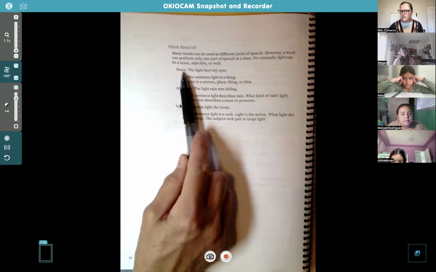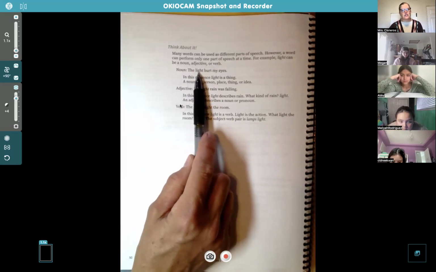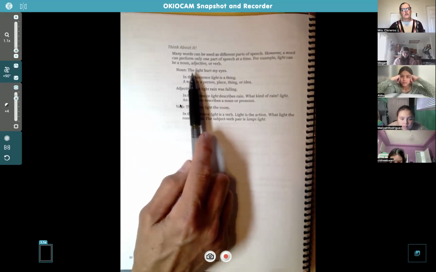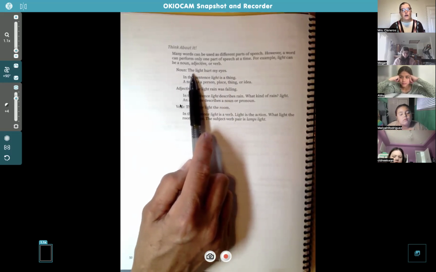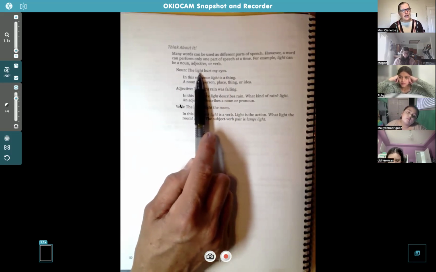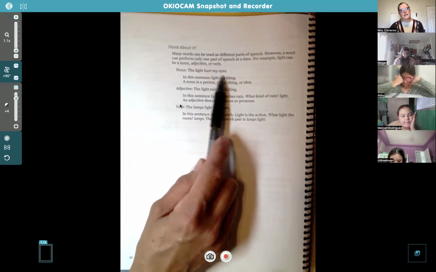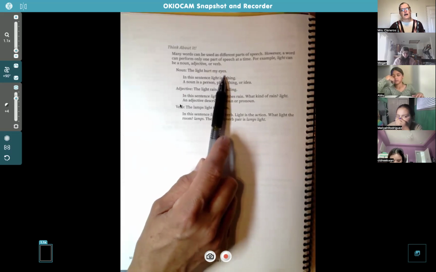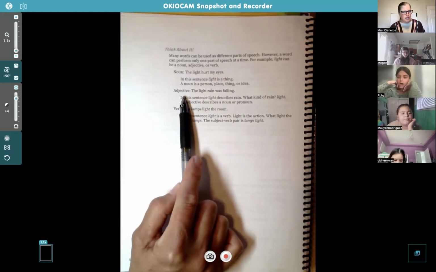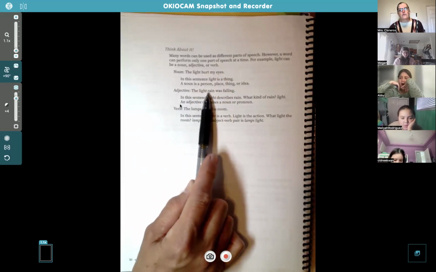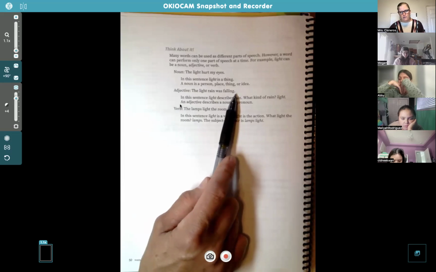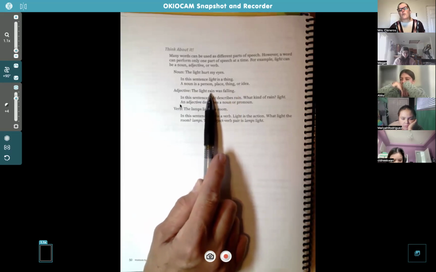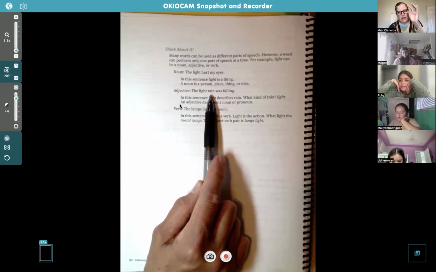So here it is as a noun. The light hurt my eyes. So because we have that article the right before it, that tells me light is a noun. And then it tells what it's doing. It's hurting my eyes. The light hurt my eyes. Look at this one, though. This is the adjective. The light rain was falling. This is telling about the rain and that it's a light rain. You know, it's like a sprinkle outside. It's not pouring. It's just a little bit coming down.